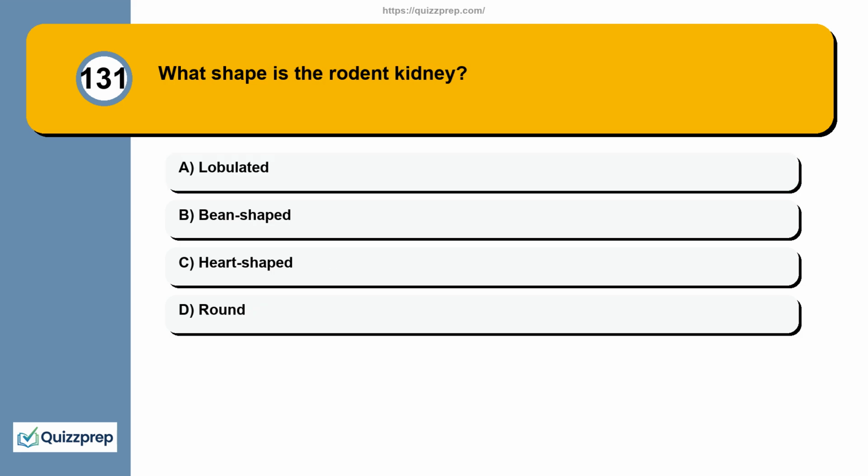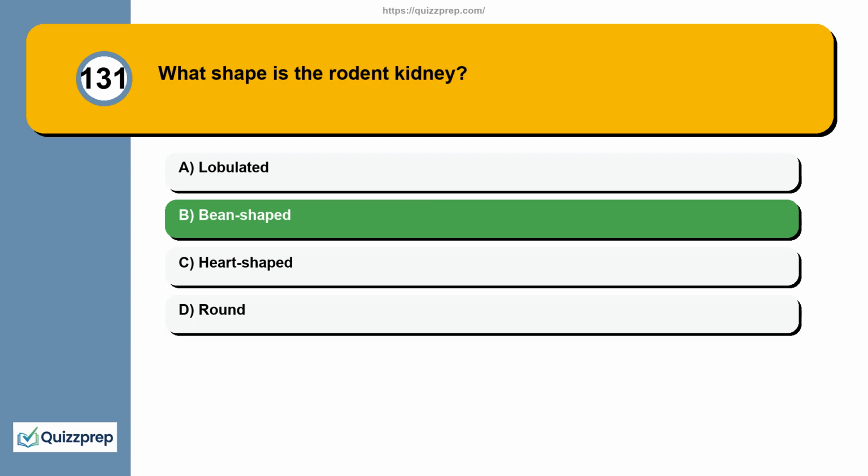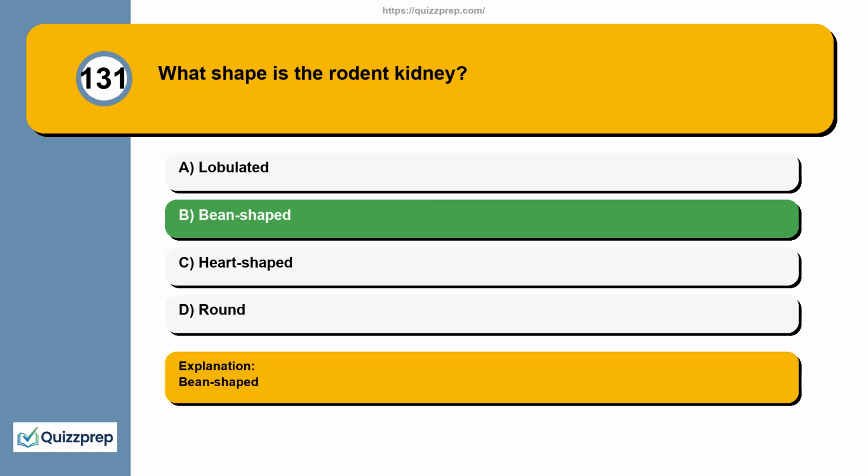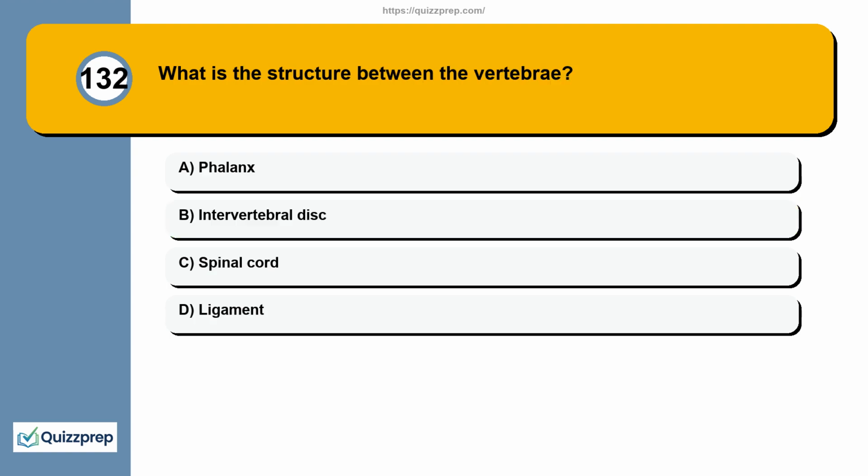Question 131. What shape is the rodent kidney? Option A. Lobulated. Option B, bean-shaped. Option C, heart-shaped. Option D, round. The correct answer is option B, bean-shaped.